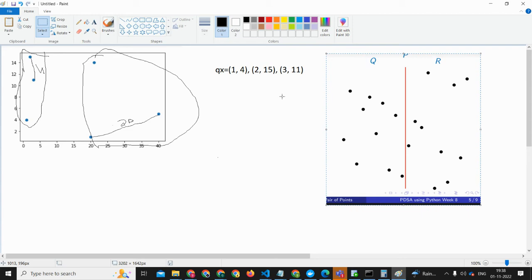This Q is divided into QX and QY, right? So we divide this list into two. Then we will find the minimum point on the left-hand side, and also the minimum point among these on the right-hand side. Then we compare the crossing edges, whichever is the minimum among the crossing.